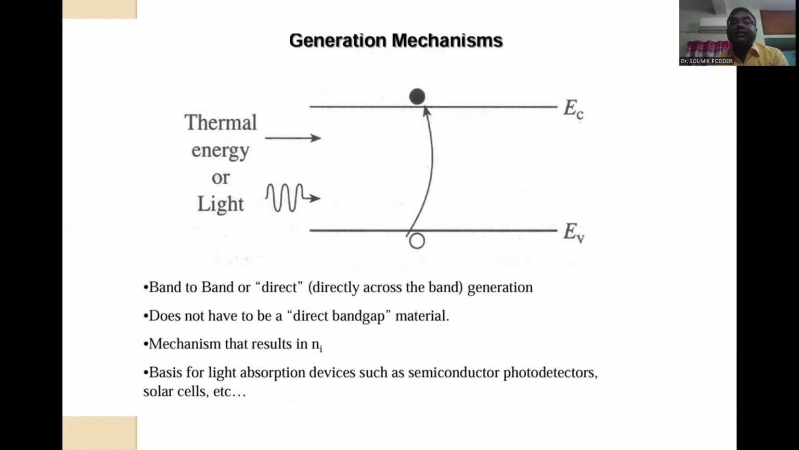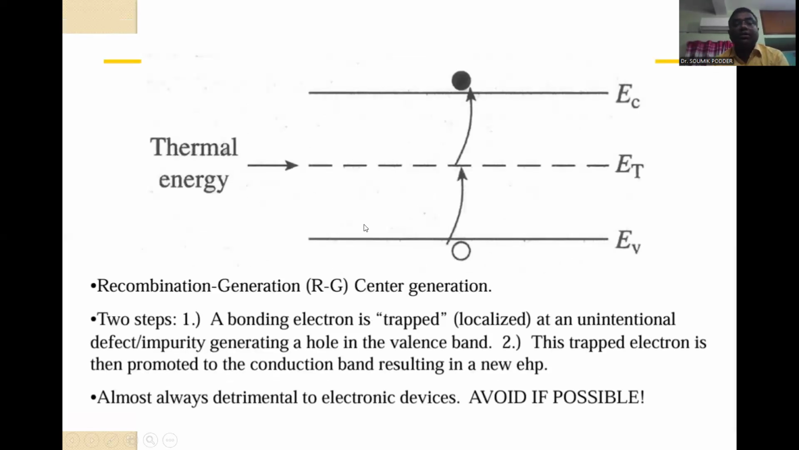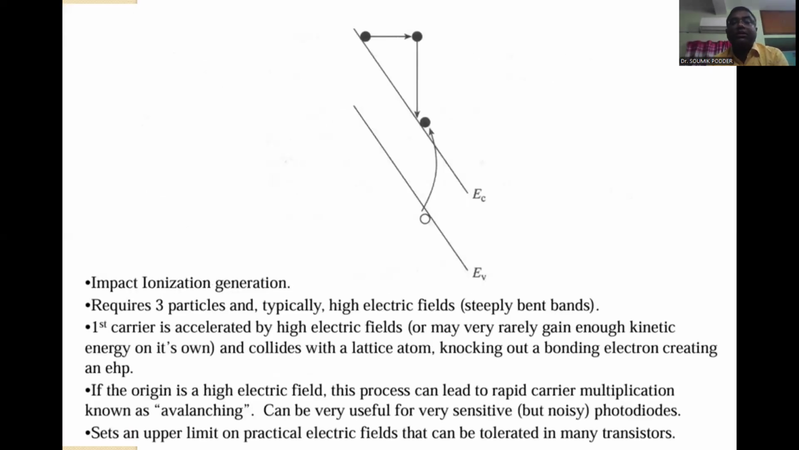This is the generation mechanism, band to band, in a direct band gap material. Directly across the band gap is the mechanism that results in Ni. Ni is the intrinsic concentration. It is the basis for light absorption devices such as detectors, solar cells, etc. This is also the same thing, RG generation. This is called impact ionization. So here, basically, these bands are very steeply present.